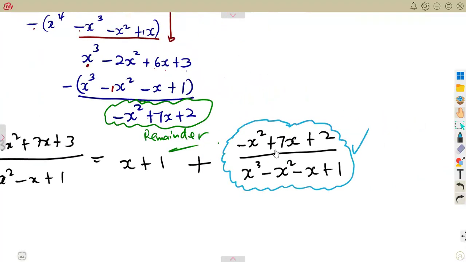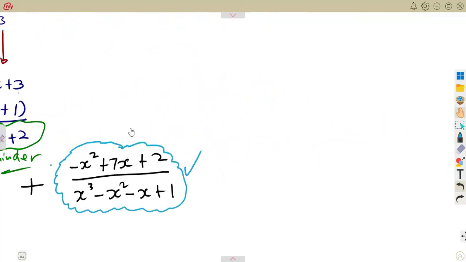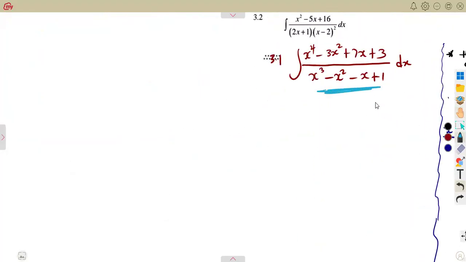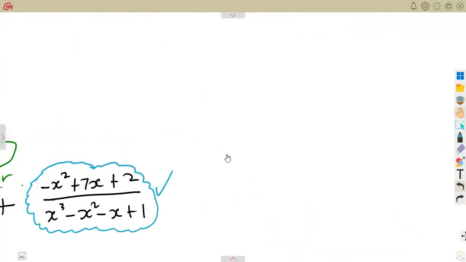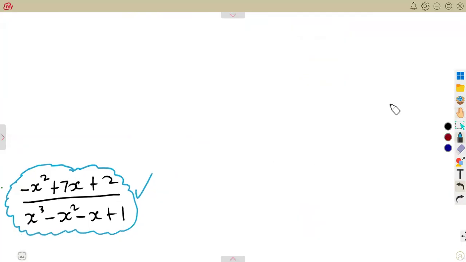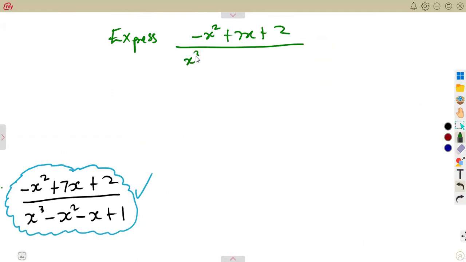But now, remember, for us to have this into partial fractions, from this part that we had, this is supposed to be factorized, which is the same part that we are still having here. All right, so let me just rewrite here aside. So we are going to express minus x squared plus 7x plus 2, the whole of this over x cubed minus x squared minus x plus 1 into partial fractions, which is the remainder now into partial fractions.